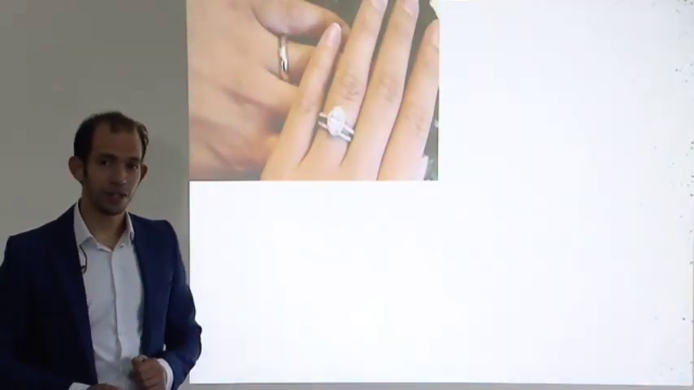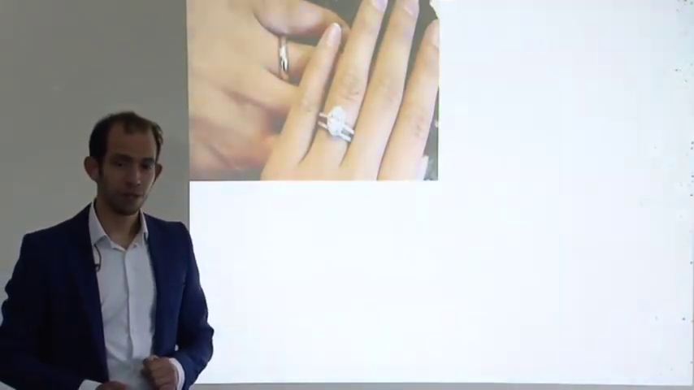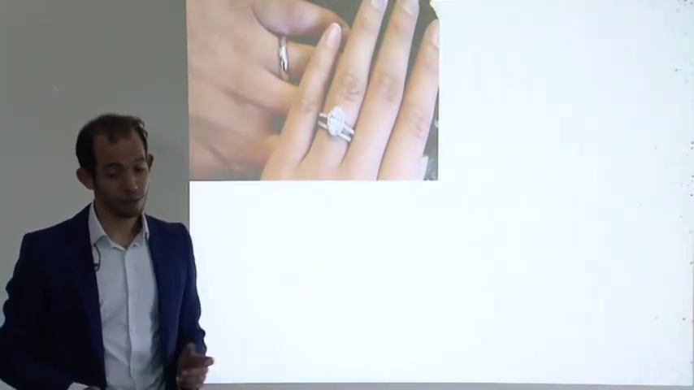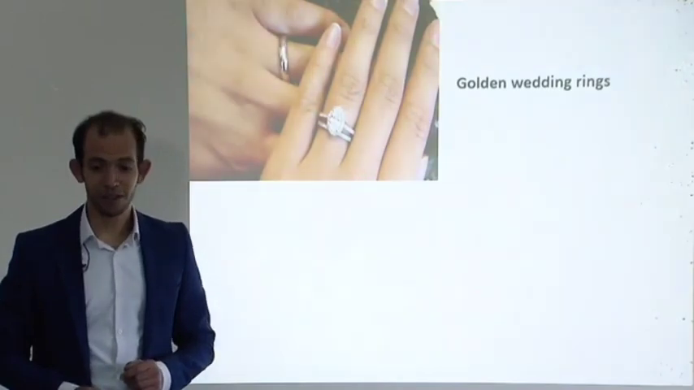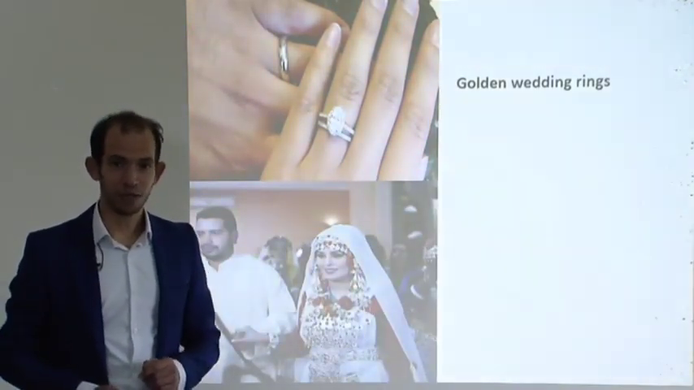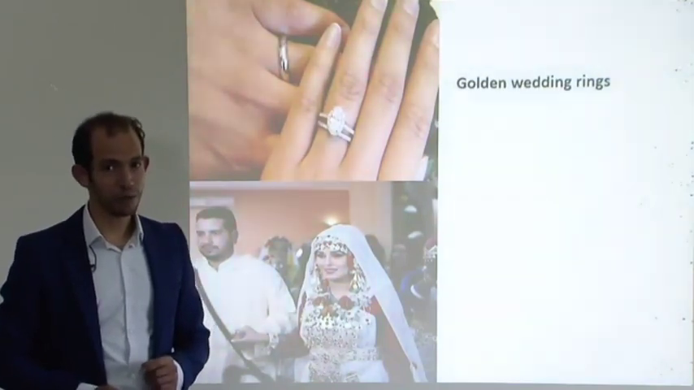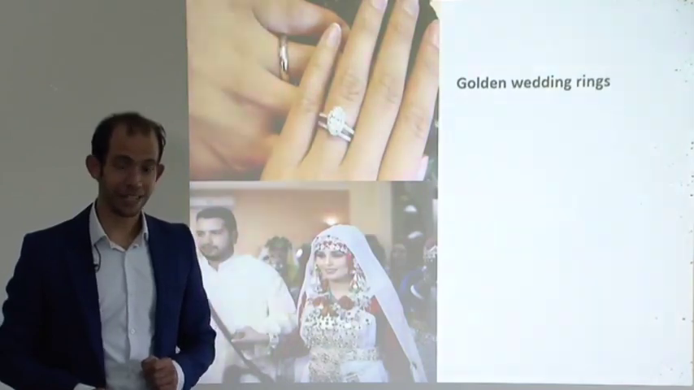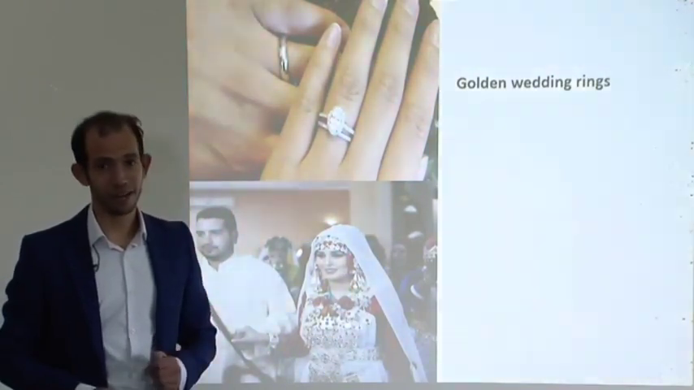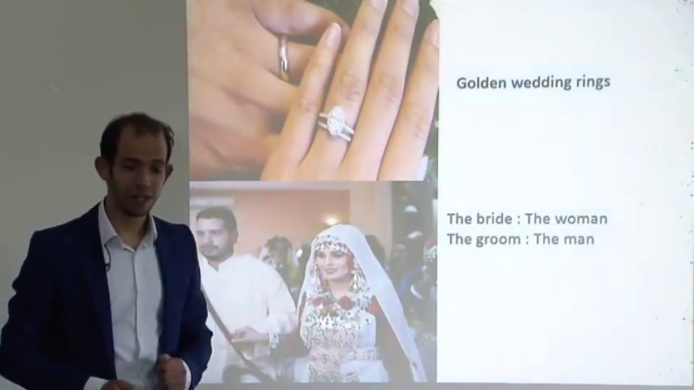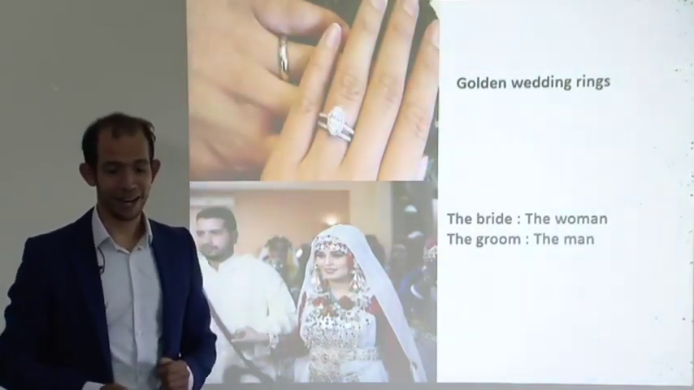What do you see in this photo? What are these two people wearing in their hands? Very good. Those are golden wedding rings. Look again at this photo. What do you see here? These two people, what are they called? A man and a woman getting married, but they have a different name. The bride is the woman and the groom is the man.